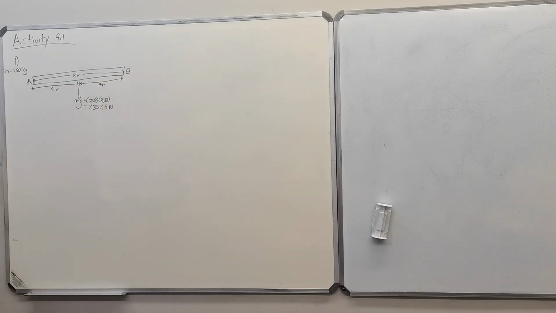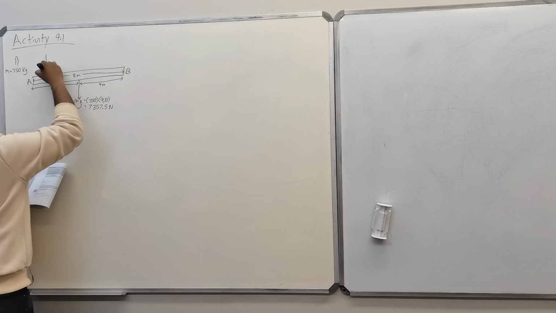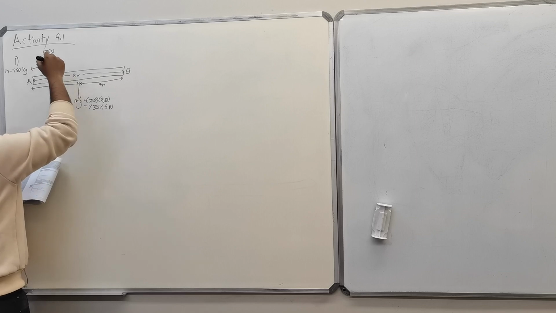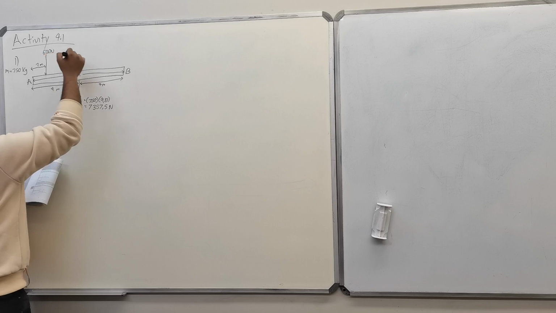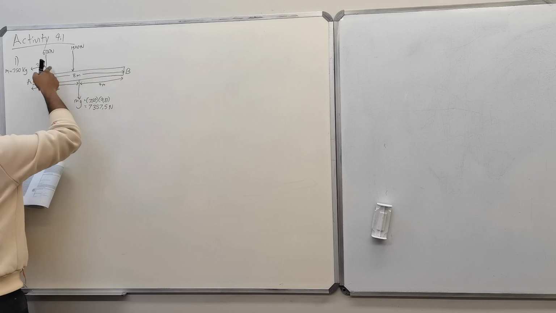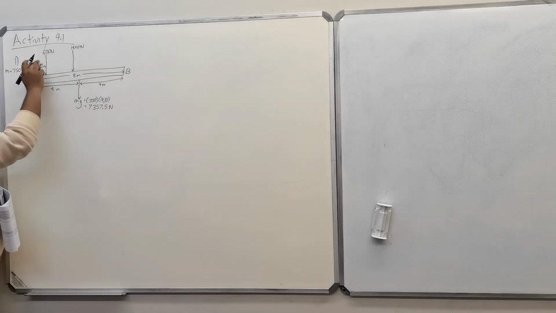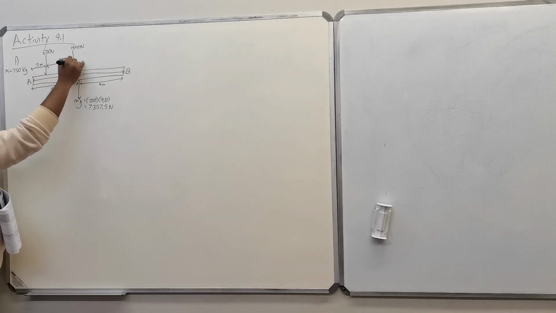Okay. Force of 600 newtons acts vertically on the beam 2 meters from A. So this is 600 newtons, 2 meters from A. The force of 1300 acts vertically at 6 meters from A. So this here is 1300. So what will this distance be? 4, right? Because it acts 6 meters from A. You already wrote 2 here, so this would be 4 meters.